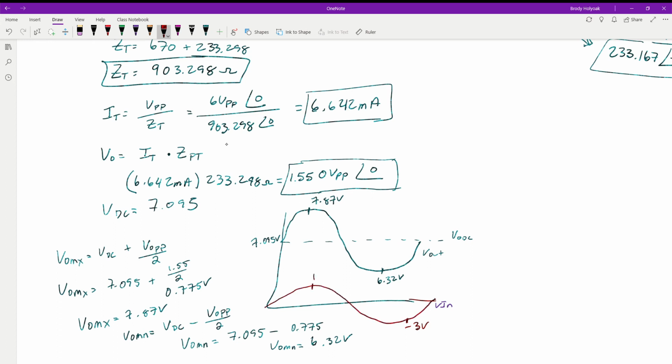And then this is our +3 volts peak, because we have 6 volts peak to peak. So our V in compared to our V out, we've shifted it up, but we've maintained the properties of our AC signal.